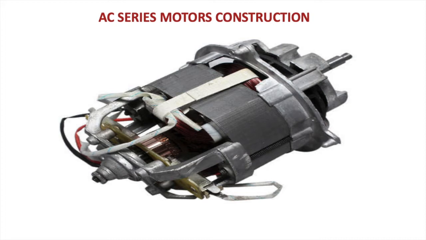Now inside there is a similar armature as in the DC series motor. Therefore we call it an AC series motor because its operation is similar to the DC series motor. You have got the field and you have got the armature with the commutator and brush arrangement, but it runs on the AC supply, hence we call it an AC series motor. The remaining accessories remain the same, that is your bearings, end connection, fan, those are the same.